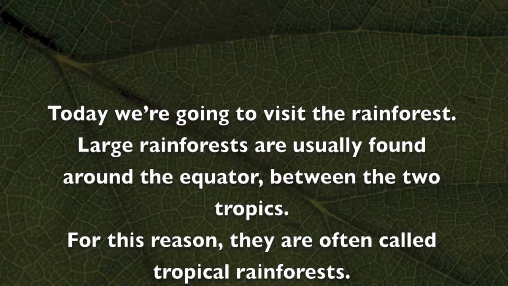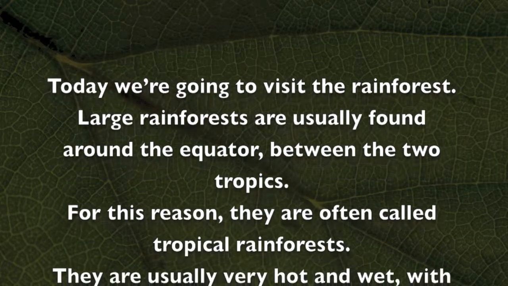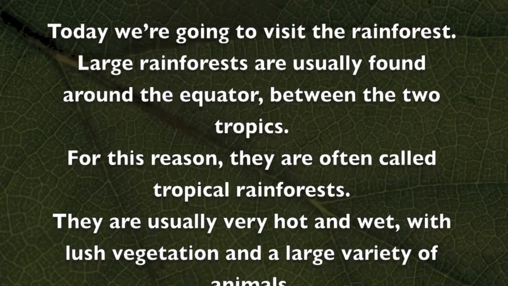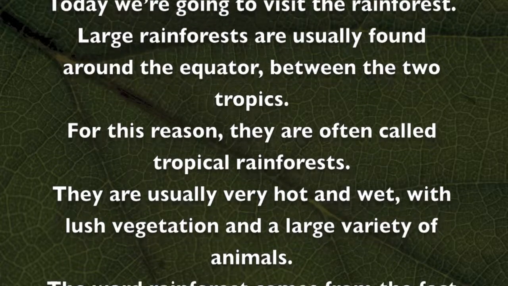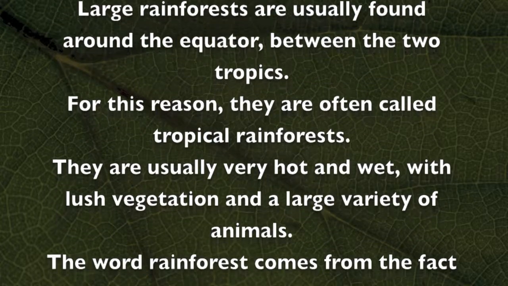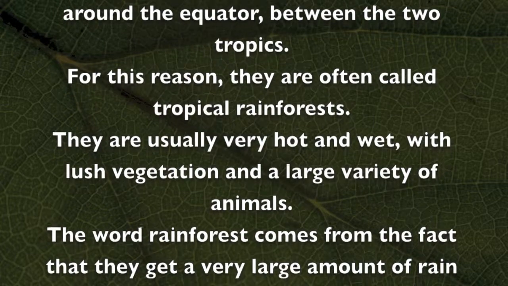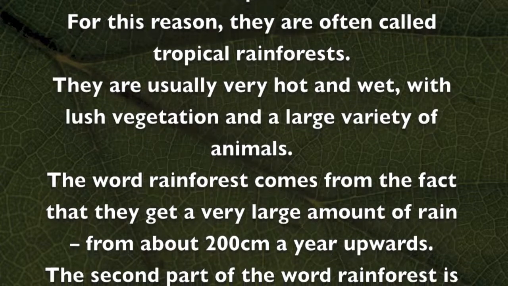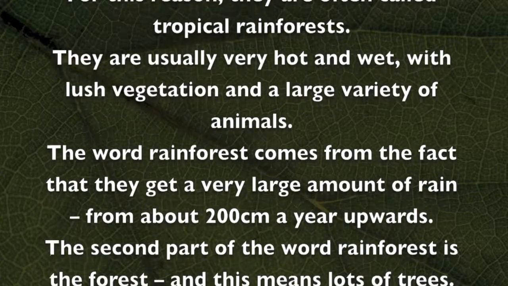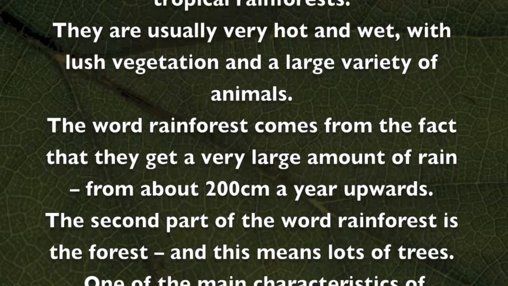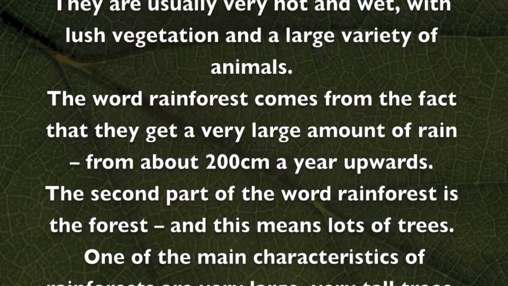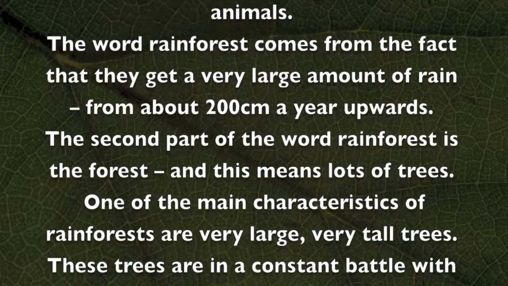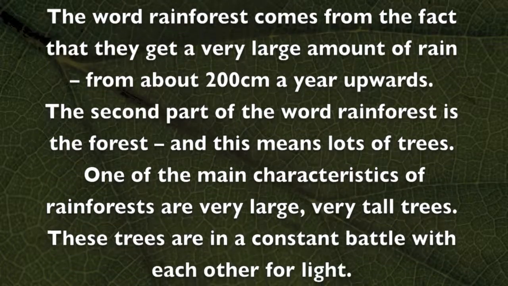Today we're going to visit the rainforest. Large rainforests are usually found around the equator, between the two tropics. For this reason, they are often called tropical rainforests. They are usually very hot and wet, with lush vegetation and a large variety of animals. The word rainforest comes from the fact that they get a very large amount of rain, from about 200 centimeters a year upwards. The second part of the word rainforest is the forest, and this means lots of trees.